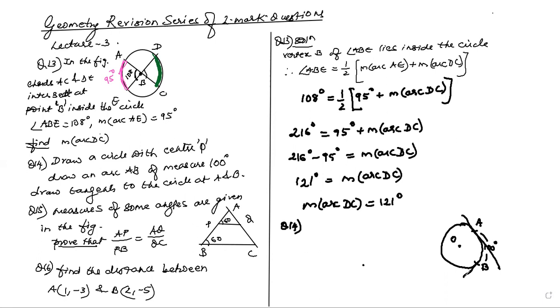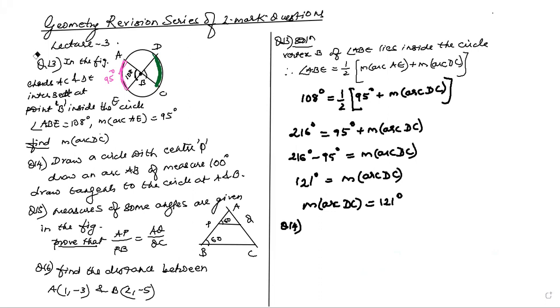And this is a tangent at B. They want you to draw tangents at A and B. So listen, this is your rough figure. Once again, I repeat, children, those who didn't get it, please have a look at it.